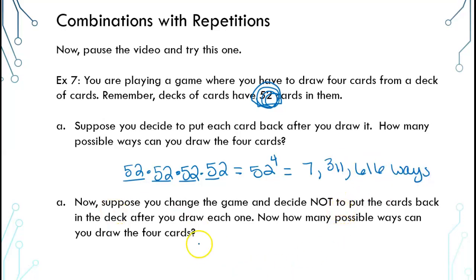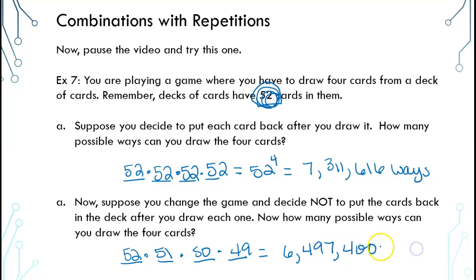Now, you're going to change the game. You're going to decide not to put the cards back. How's that going to change your answer? Well, you still have 4 cards to choose from. You still start out with 52, but now 1 card is missing from the deck, so there's only 51 left. Then 50, then 49. Can't use exponents for this one because all the bases aren't the same. I have to do 52 times 51 times 50 times 49. And this time I get 6,497,400. So a smaller amount of ways because I have a smaller number of cards to choose from each time.